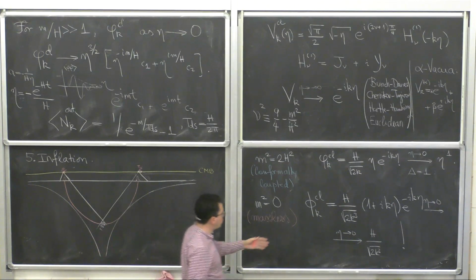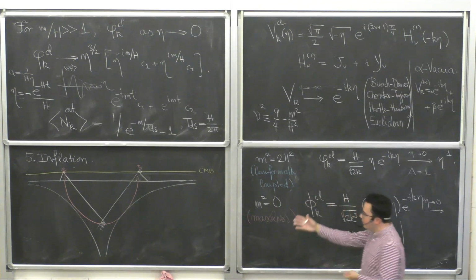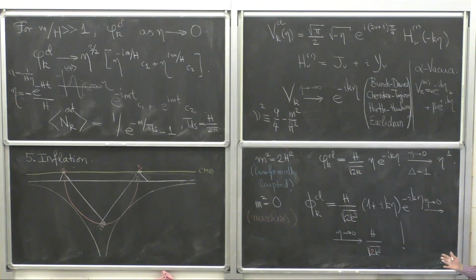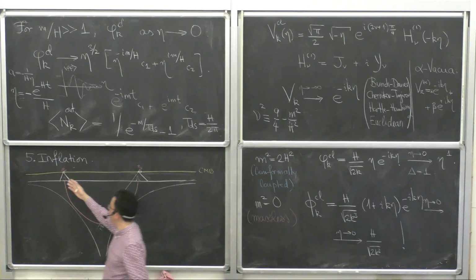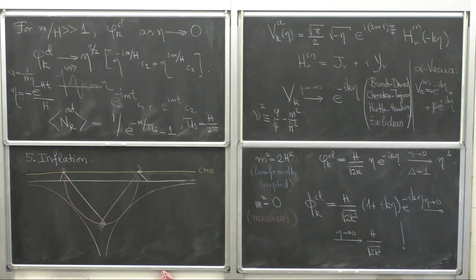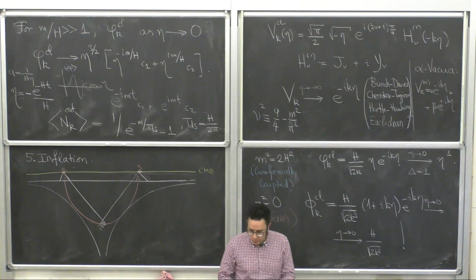So now I told you that, well, there's some scalar field that gives rise to inflation, and its quantum fluctuations will give rise to these density perturbations. But we need to explain a couple of things.